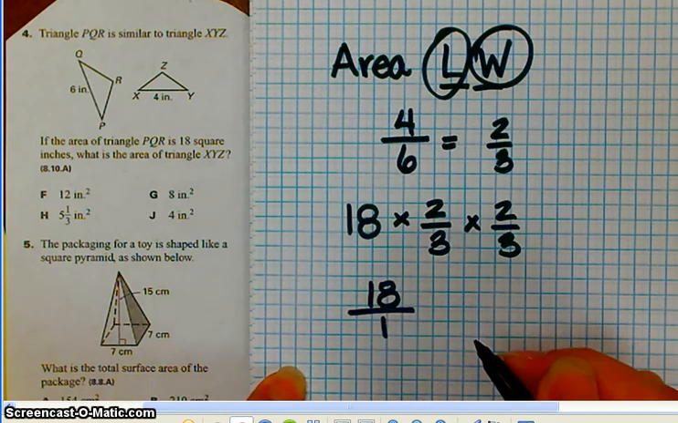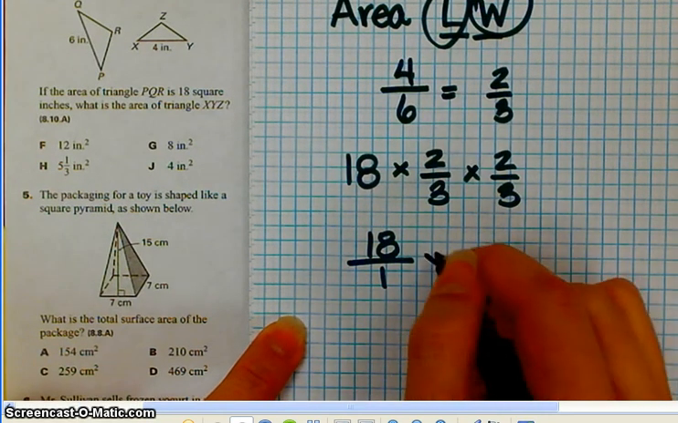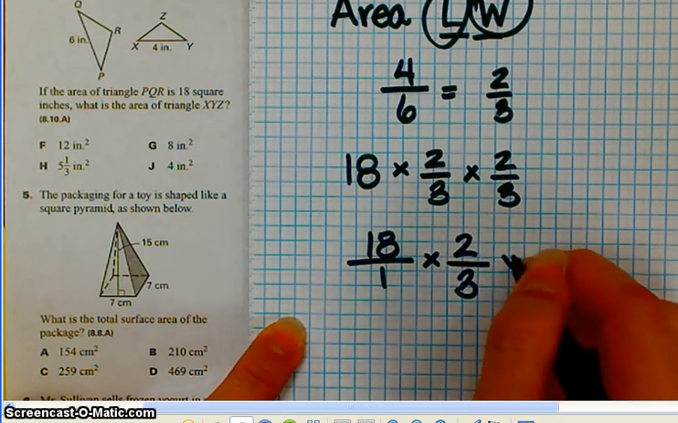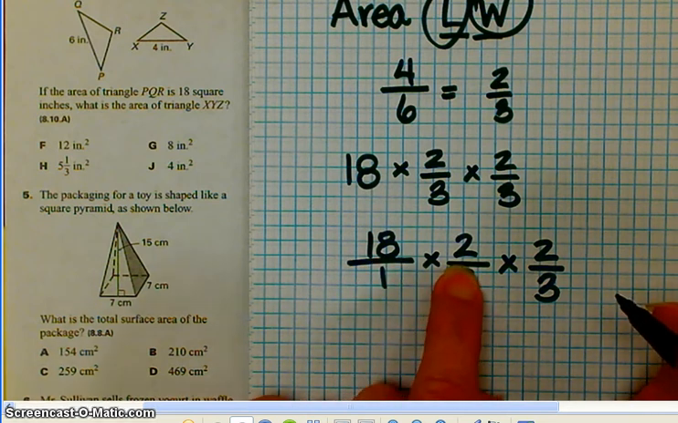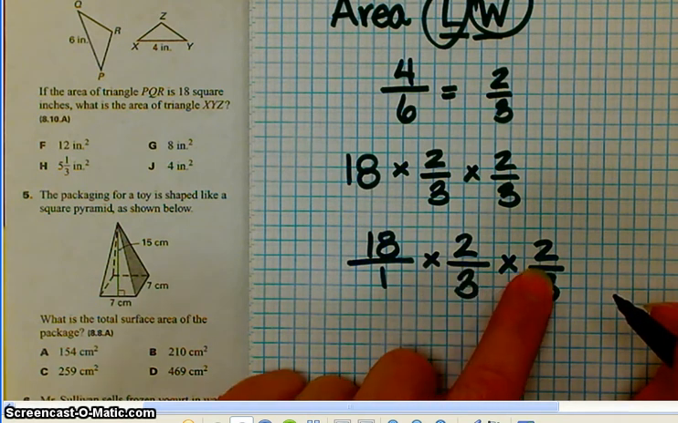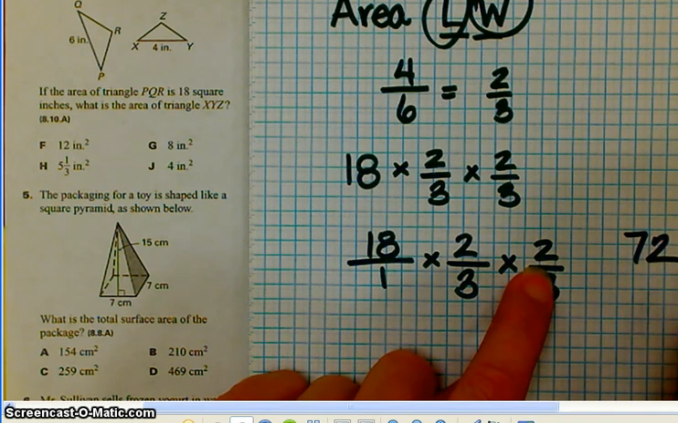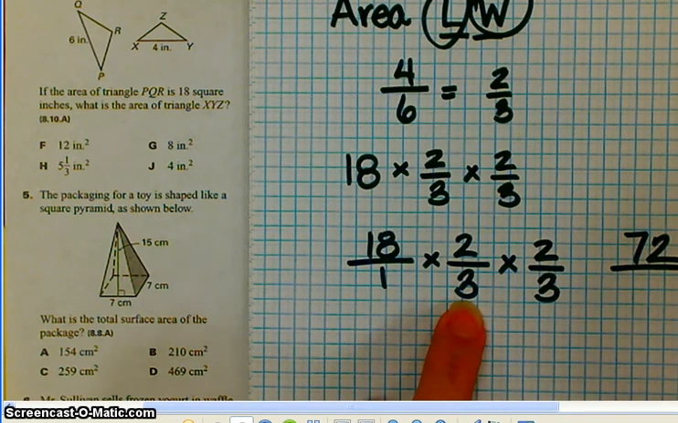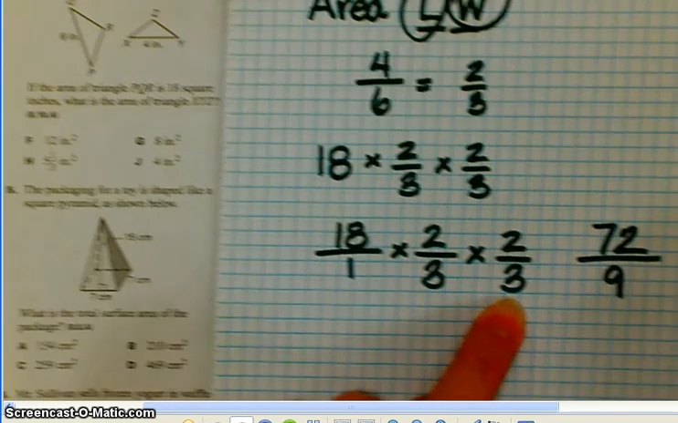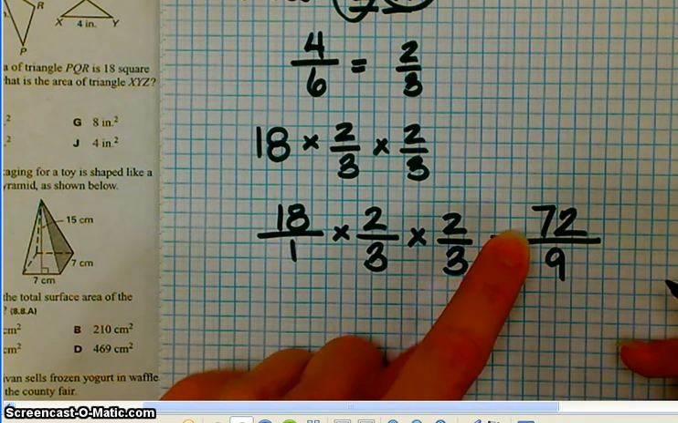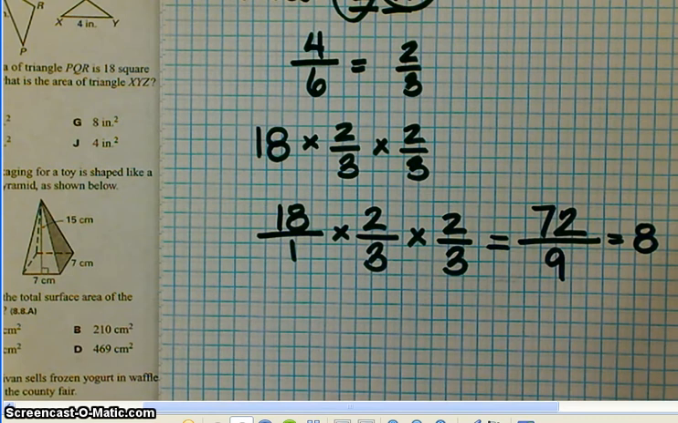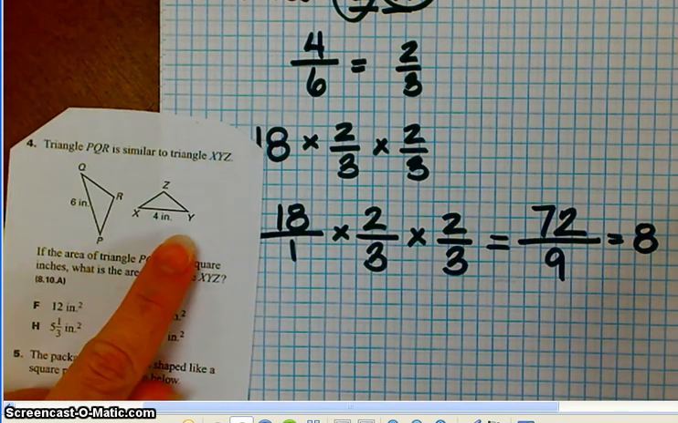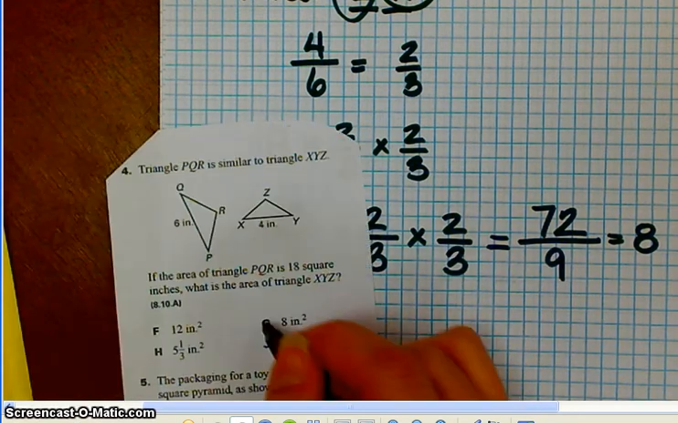I'm going to make 18 look like a fraction. Okay, times 2/3 times 2/3. 18 times 2 is 36. 36 times 2 is 72. 1 times 3 times 3 is 9. Okay? 72 divided by 9 gives us 8. So the area of the smaller triangle is going to be 8. So we go down here, we select G.